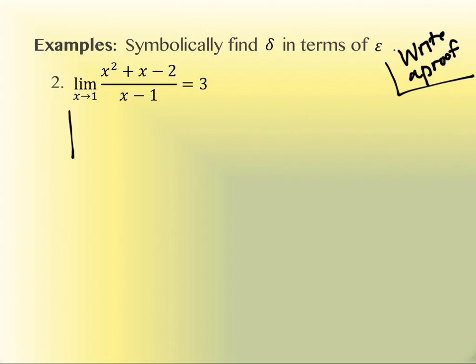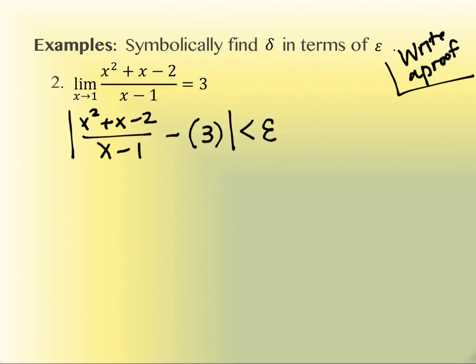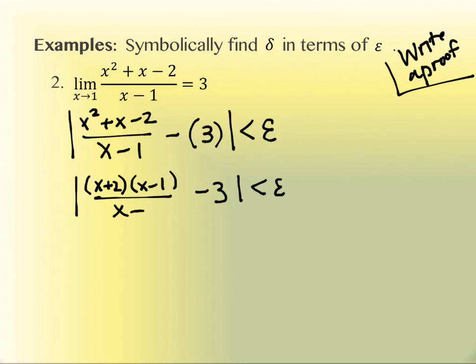We take the absolute value of our function. In this case, it's x squared plus x minus 2 over x minus 1. And we subtract the proposed limit value, which is 3. And we set it less than epsilon. Now what? Factor and reduce. That's a very good step if you've got a fraction. So let's try that. How will this factor? X plus 2, x minus 1, which is awfully nice, right?